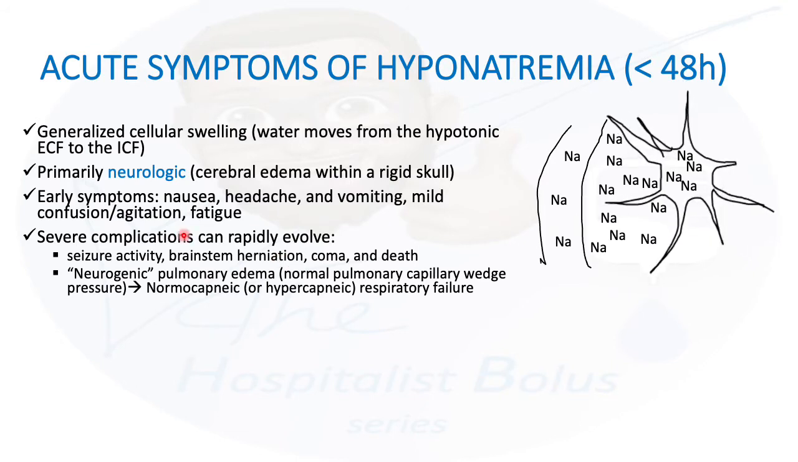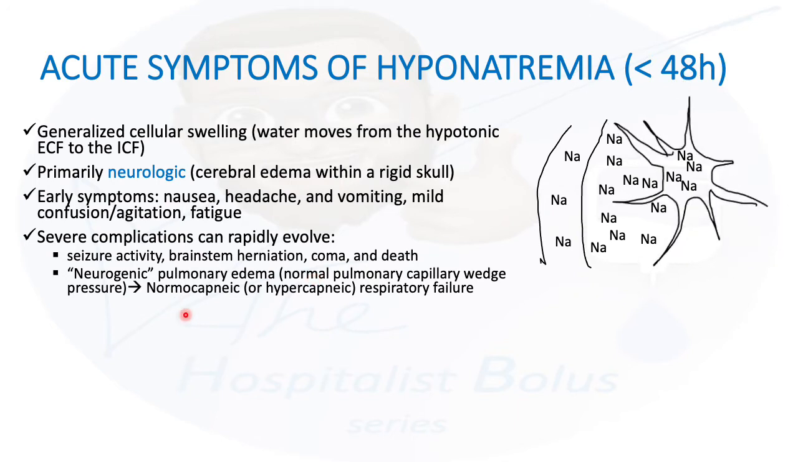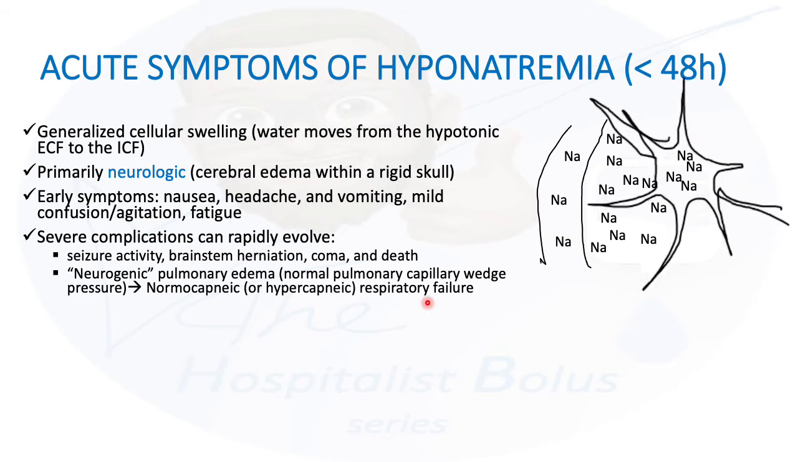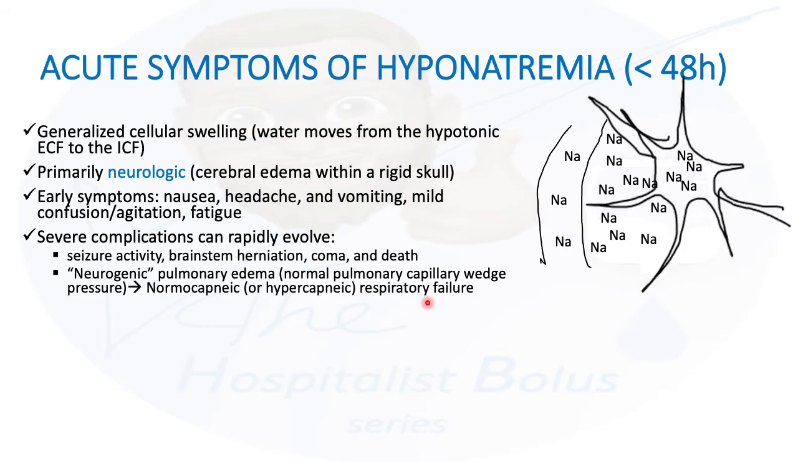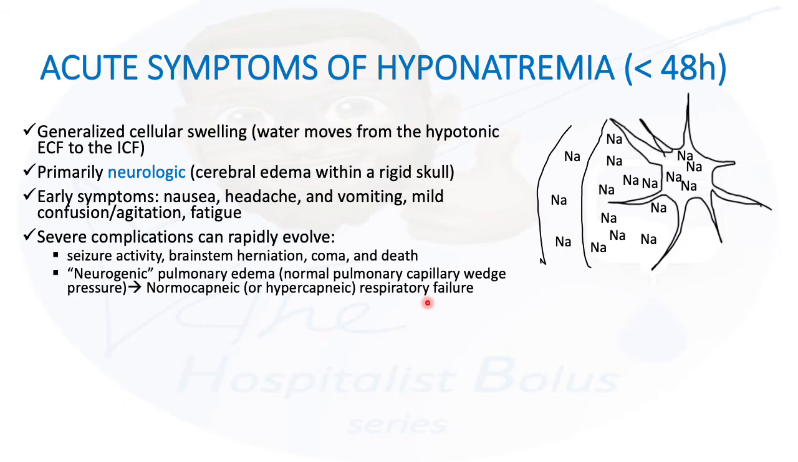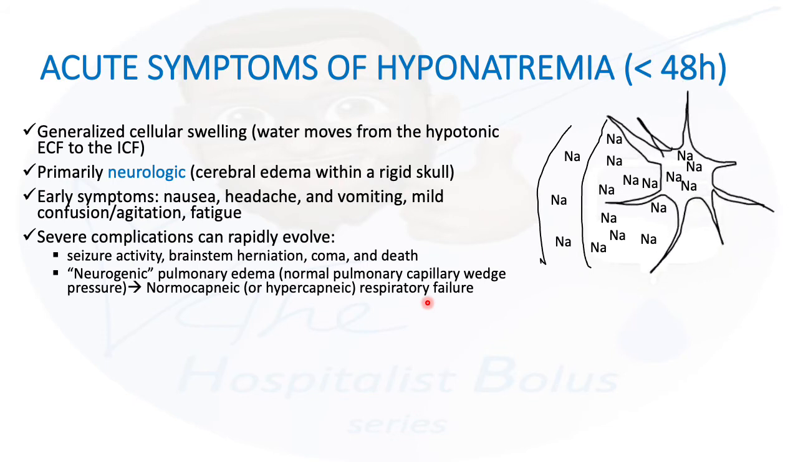Also, a little bit remote from the CNS is the development of neurogenic pulmonary edema, which is basically with normal pulmonary capillary wedge pressure, and that can lead to normocapnic or sometimes hypercapnic respiratory failure, because of the effect of the cerebral edema on the lung. This is called neurogenic pulmonary edema. So keep an eye on the patient's oxygen saturation. Most of the time this happens in really severely sick patients, in the ICU or neurocritical care.